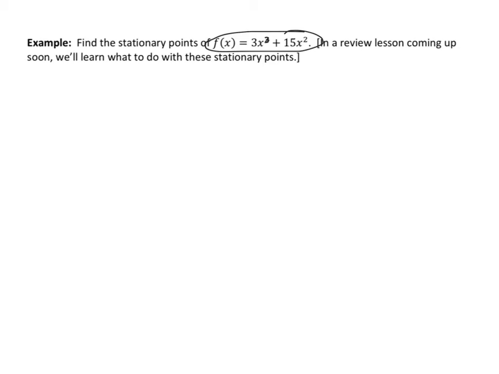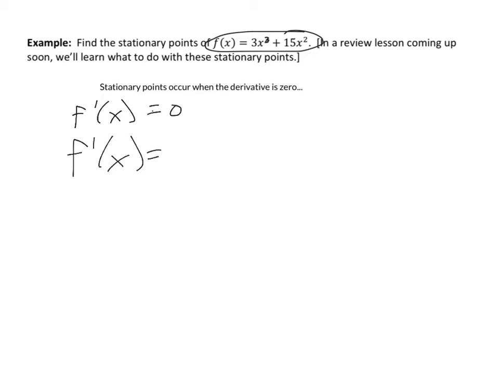So stationary points occur when the derivative is 0, and so what we need to do is take the derivative and set that derivative equal to 0. Okay, so my derivative here is 6x plus, oh man, I just realized that should have been 3x cubed. I'll go back and fix that. So if this was a 3 up there, this would be 9x squared plus 30x.